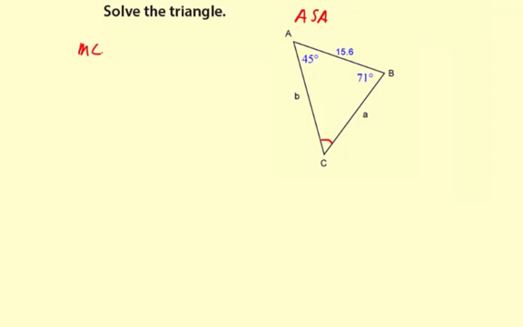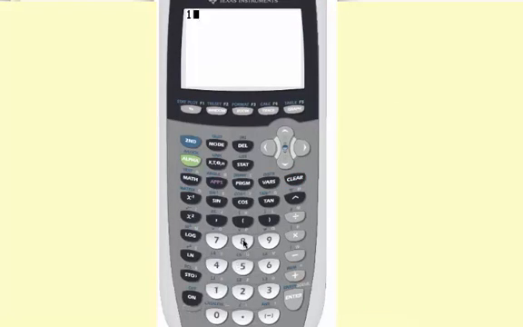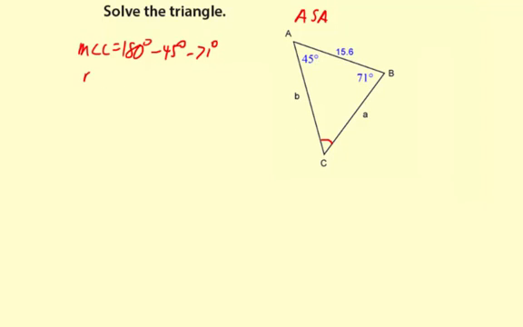So the measure of angle C is going to be 180 degrees minus 45 degrees minus 71 degrees. I think we've used this triangle sum theorem enough times where I can just write it this way and you can follow along. Remember that it's 45 degrees plus 71 degrees plus the measure of angle C equals 180 degrees, but writing it this way is a little more efficient. So 180 minus 45 degrees minus 71 degrees is 64 degrees. So the measure of angle C is 64 degrees.